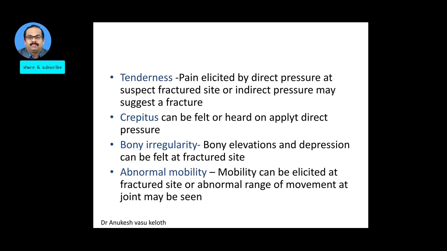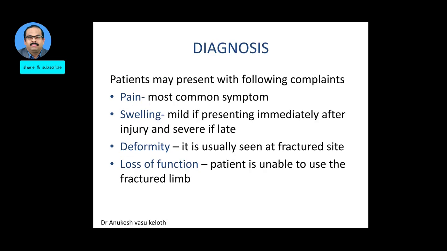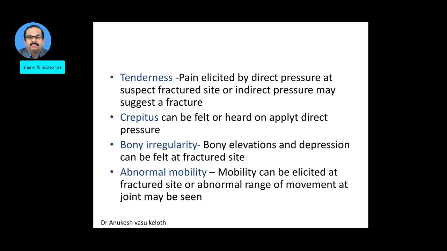Then on palpating the bony surface through the soft tissues, elevations and depressions may be seen at the fracture site. Normally it is understood that it is the joint which is mobile, but you may elicit mobility at the fractured site, or there may be an abnormal range of movement at the joint. Earlier we were able to move the full joint, now we are able to move only a restricted range of movement. That also may suggest a fracture. These are the common features seen clinically in a fracture: pain, swelling, deformity, loss of function, tenderness, bony crepitus, irregularity on the bony surface, and abnormal mobility at the fractured site.